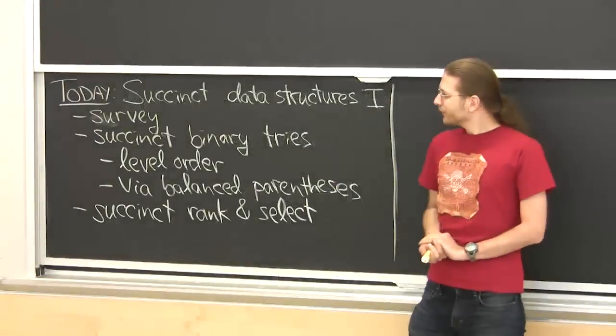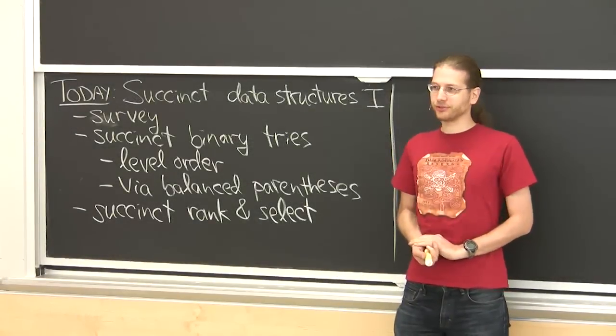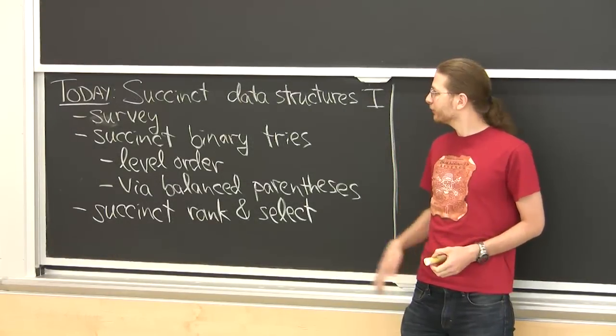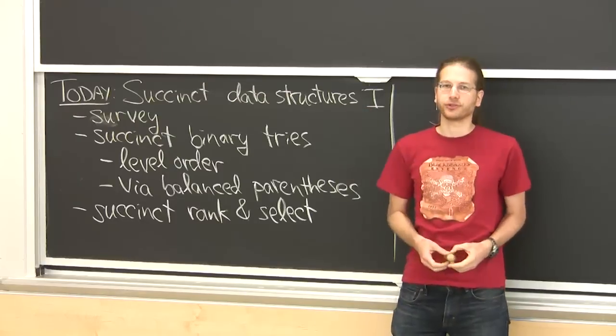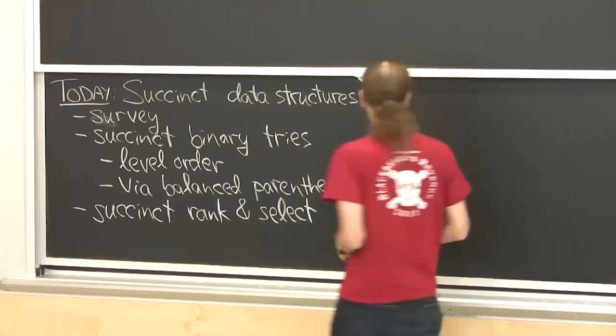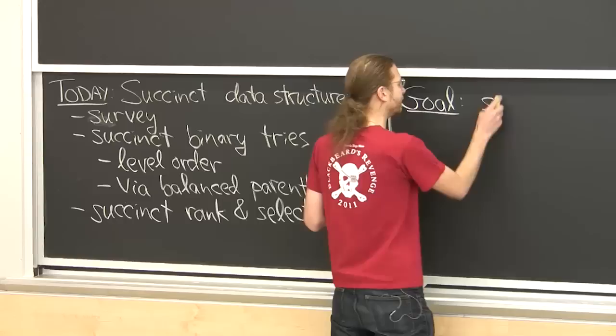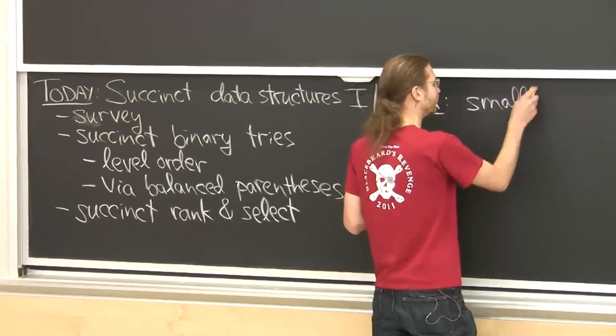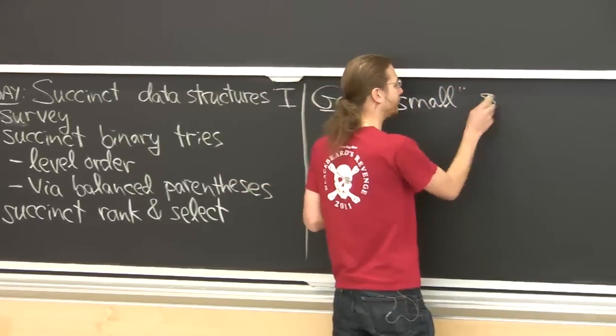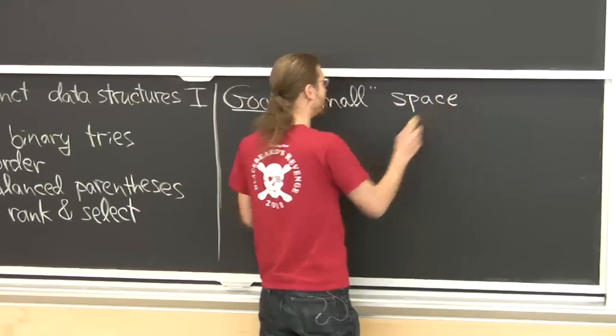All right, today we start a new section of data structures. This is going to be 2 lectures long, so this week, succinct data structures, where the goal is to get really small space. And first thing to do is to define what small means.